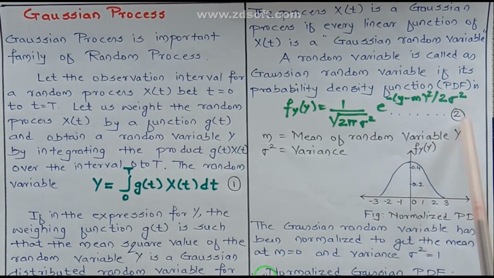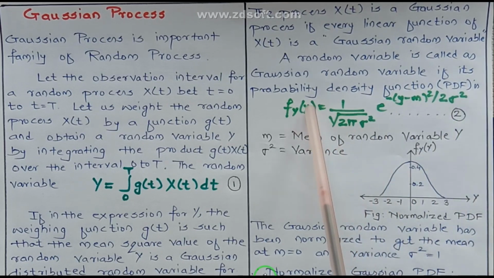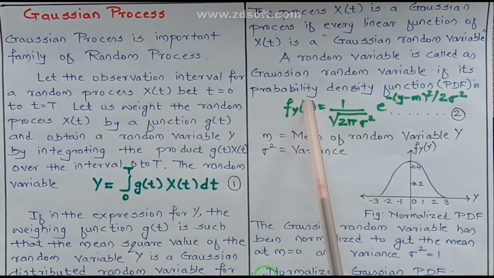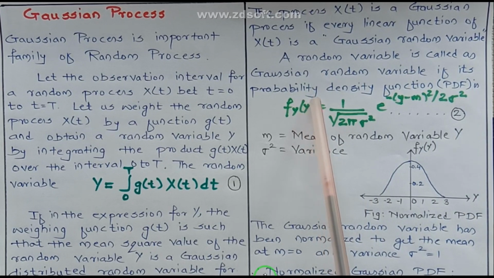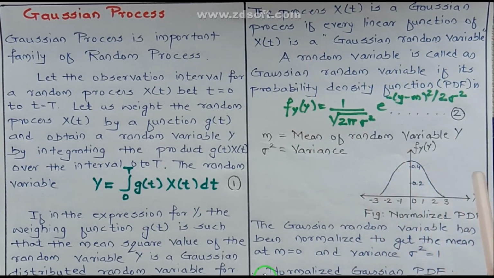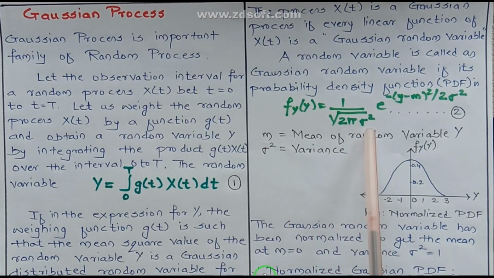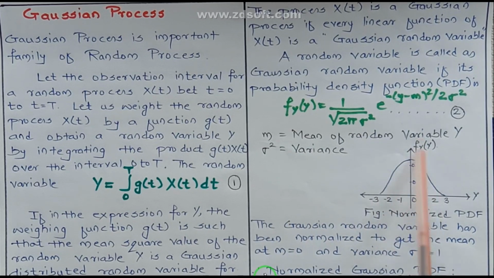Make it as equation number 2. We are using this equation from equation 1, just instead of x we have taken a random variable y, so that's why we have written y over here. Again, this m is nothing but the mean of the random variable y, and this sigma square is nothing but the variance. The plot of this Gaussian PDF is shown in this figure.